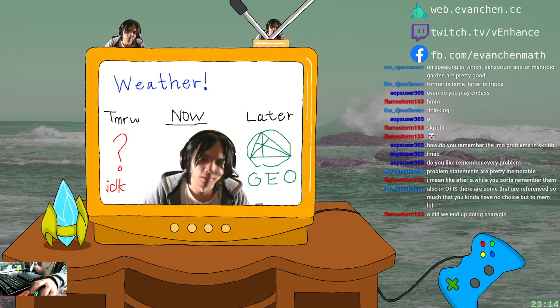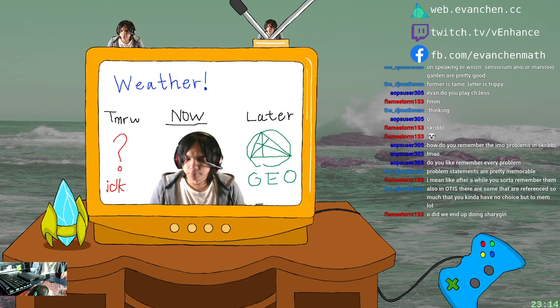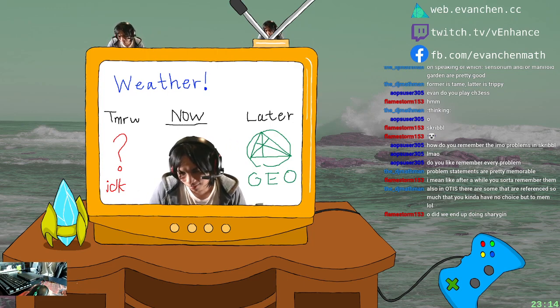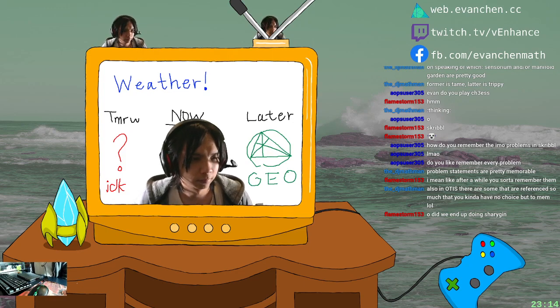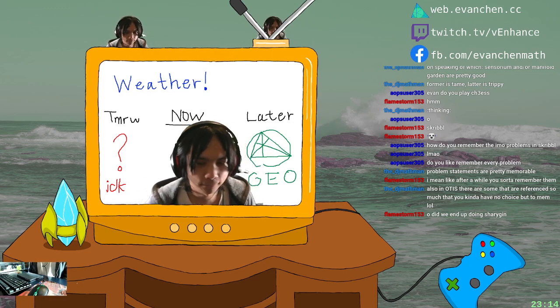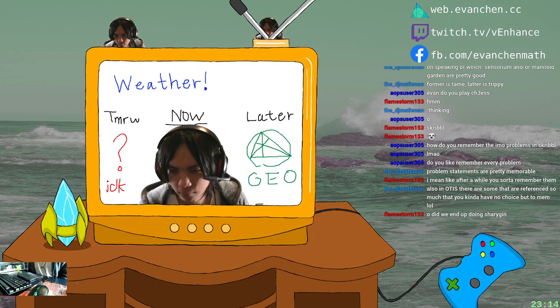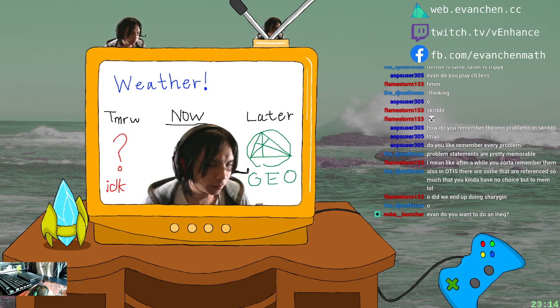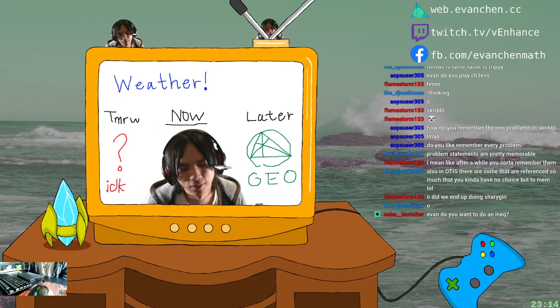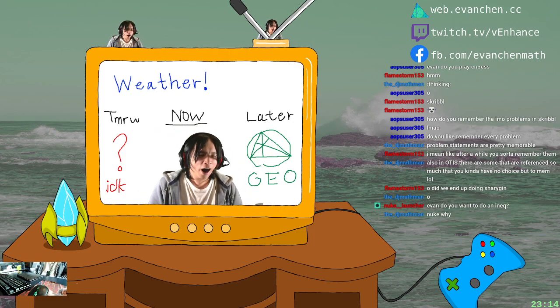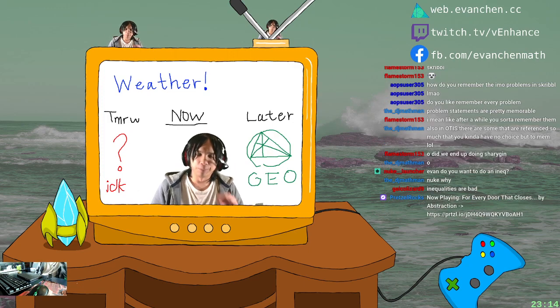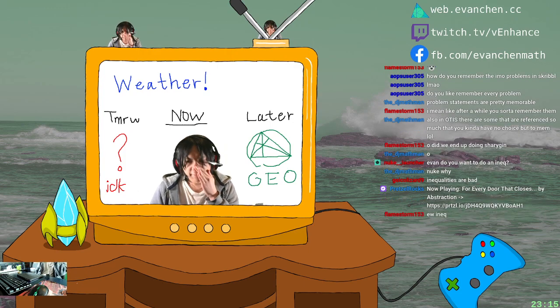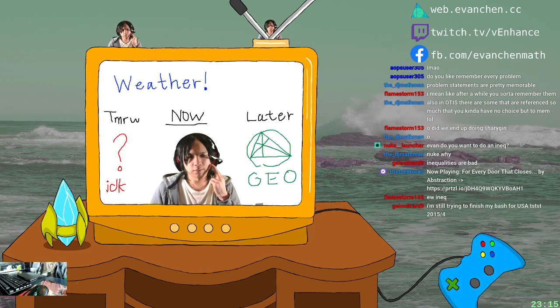Do we end up doing Sharigan? No. Do you want to do an Inik? I don't know. I was expecting the rest of Evan's Remains to take a little longer or something. I knew I was almost done, but I didn't realize I was like... I think there were maybe 4-ish puzzles that I was supposed to do.